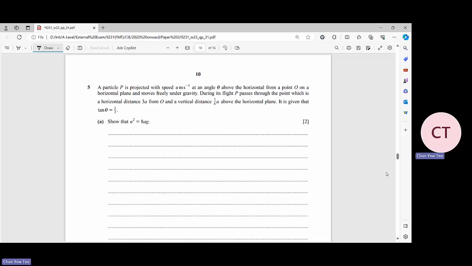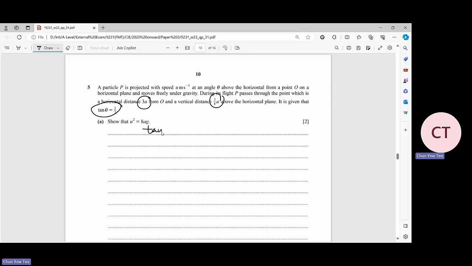Now we take a look at question number 5. A particle P is projected with a speed u meters per second at an angle theta above the horizontal from point O on the horizontal plane and moves freely under gravity. During this flight, it passes through the point which is a horizontal distance of 3a and a vertical distance of 3 over 8a above the horizontal plane. It is given that tan theta is 1 over 3.